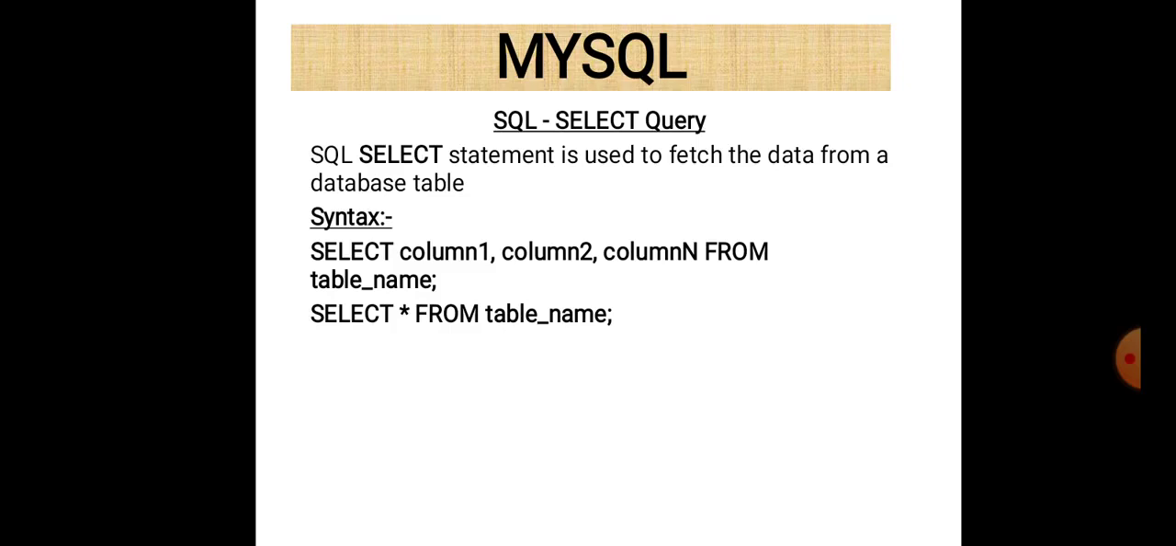Before discussing some examples related to MySQL, there is another thing. If you want to select all columns, then write star: select star from table name. Instead of writing any column name, just write star. That is the second syntax of MySQL. So you have two ways to select the columns. If you want to select a particular column or a group of columns, just name those columns after the select statement: select column name, then from, and then the table name. And if you want to select all columns, then just write select star from table name.